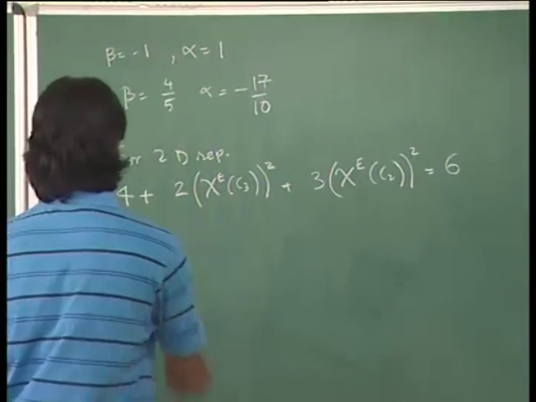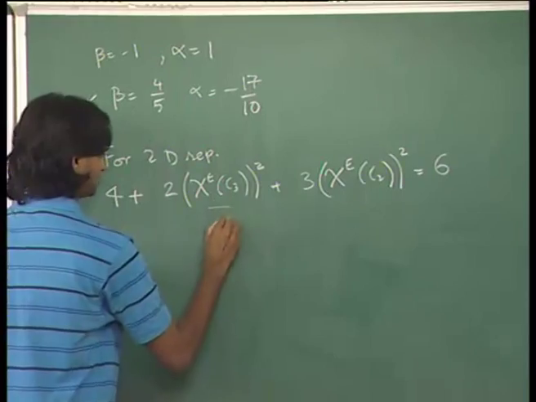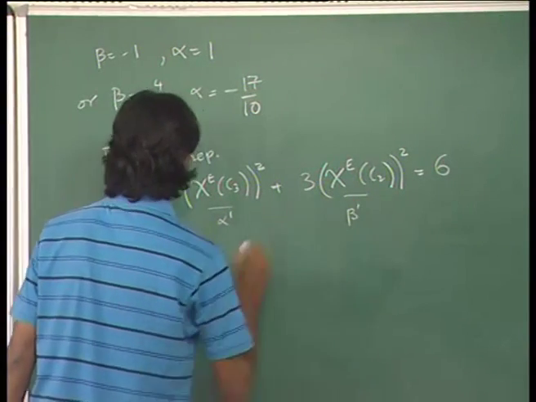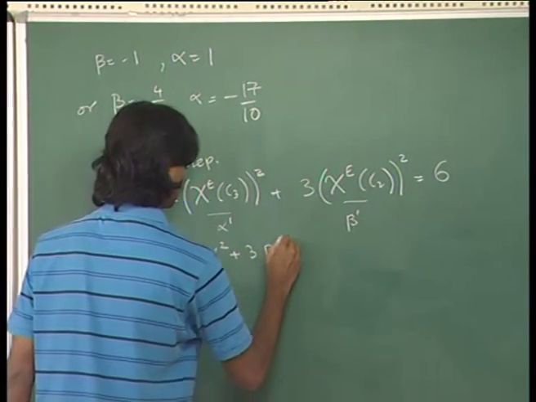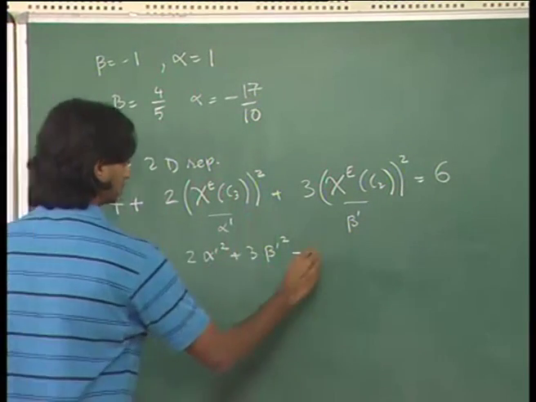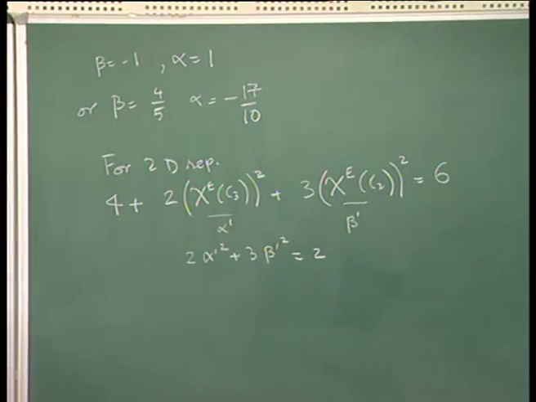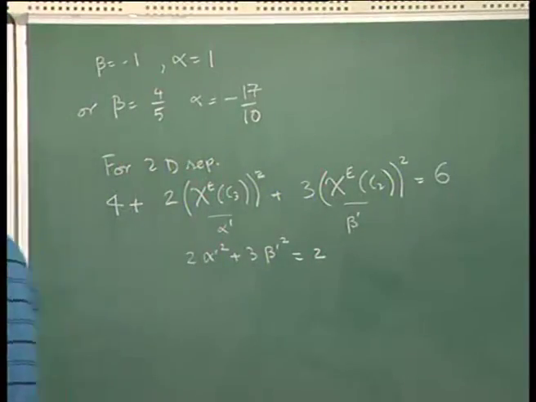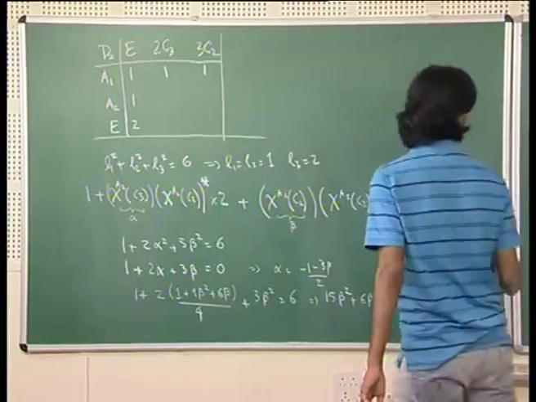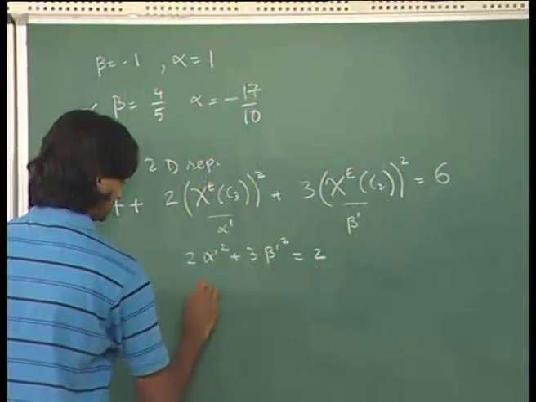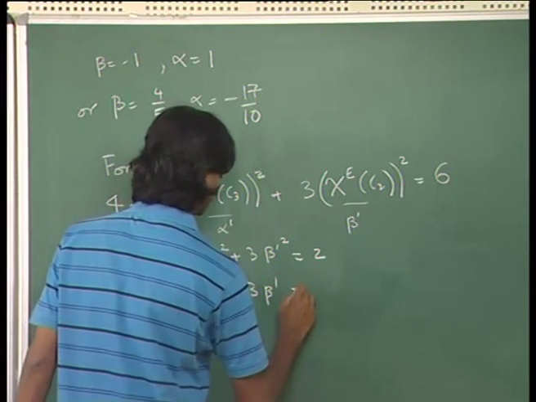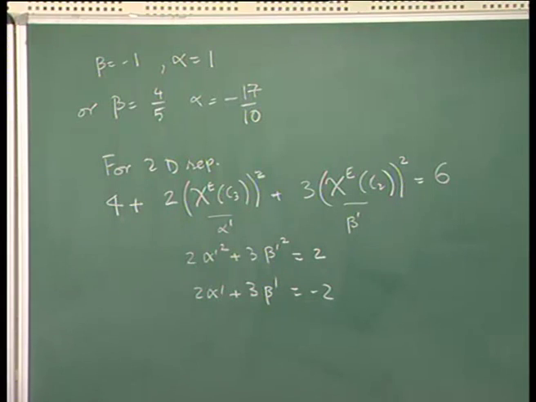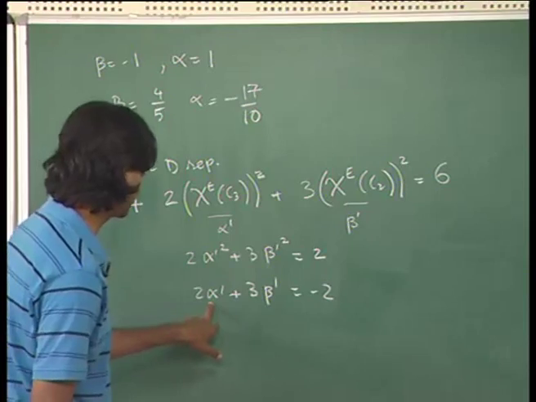Okay, so if I call this alpha prime and this beta prime, I can write this as 2 alpha prime square plus 3 beta prime square is equal to, this is 4, so that is 2. Okay. The other relation you can also write. So, this is 2 plus, so you can write 2 alpha prime plus 3 beta prime equal to minus 2. So, you can write these two relations. Okay. And this can also be solved again using the same method.